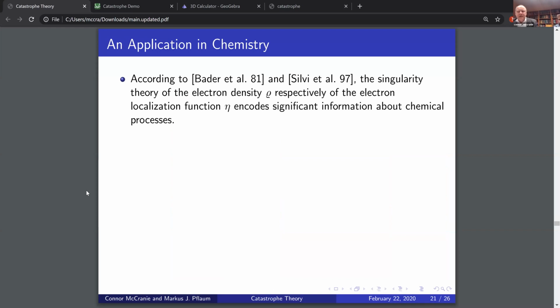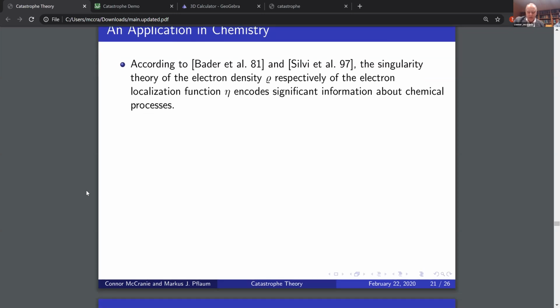Connor, at the beginning of the webinar, mentioned a couple of applications of catastrophe theory, like describing earthquakes or freezing of water. And in the last part of this webinar, I would like to explain an application of catastrophe theory in chemistry. This goes back to work by Bader from the late 70s and early 80s, and later to work by Silvi and collaborators from the 90s and early 2000s. It's actually a bit more than catastrophe theory. Catastrophe theory embeds naturally in so-called singularity theory. What these chemists achieved was using electron density, which goes back to Bader, and Silvi used the localization function eta, to describe certain topological aspects of chemical processes, in particular reactions.